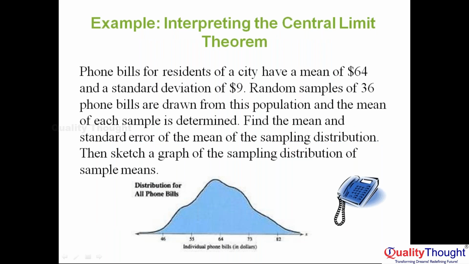Now here we have an example. Phone bills for residents of a city have a mean of $64 and standard deviation of $9. Random samples of 36 phone bills are drawn from this population, and the mean of each sample is determined. Find the mean and the standard error of the mean of the sampling distribution. How many random samples have been taken? Tell me. What is the size of the sample? So the size of the sample is 36.